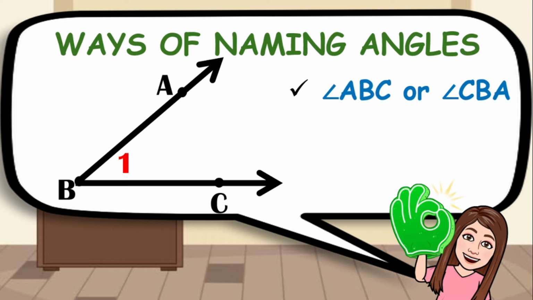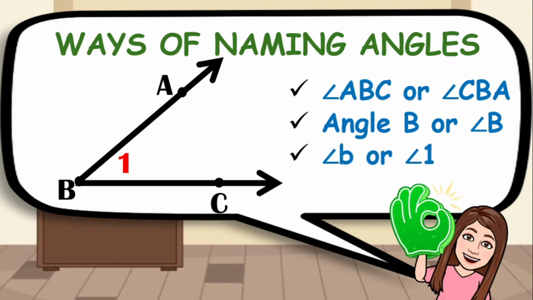Second, a single letter representing the vertex may also be used to name an angle. So we have angle B. And third, by using a small letter or a numeral. In here we have angle x or angle 1.